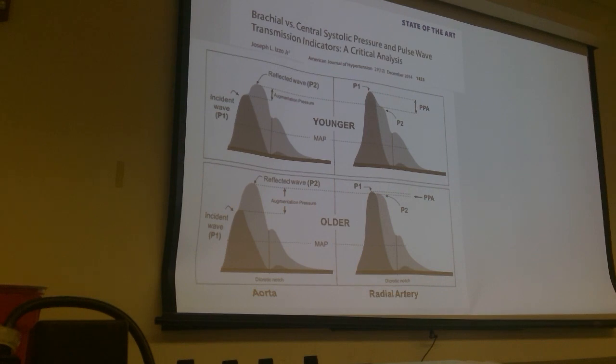So what is this showing? This is showing that as we get older, our augmentation is actually pretty high, versus if you look at a younger person, notice that there's more augmentation out here in the radial side than there is in the aorta. So here's the aorta, here's the radial artery. So what happens in a younger individual, oops, I might have a little fun here.